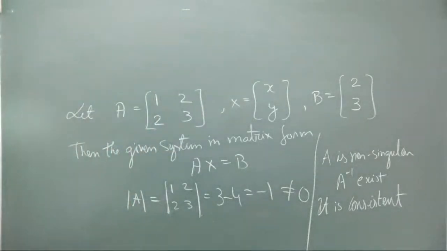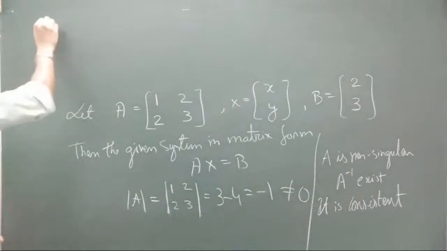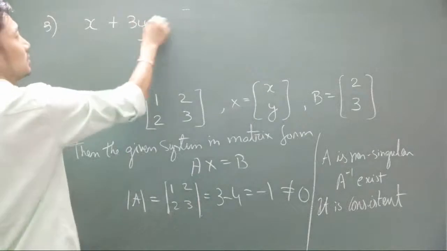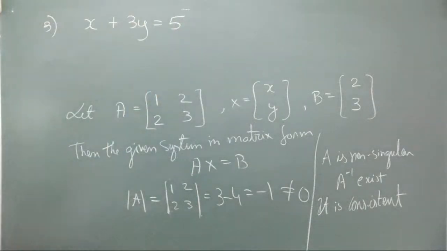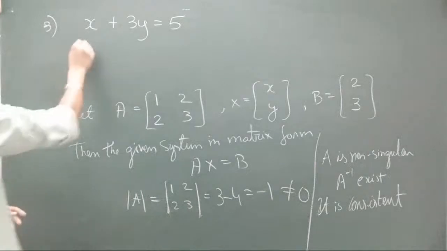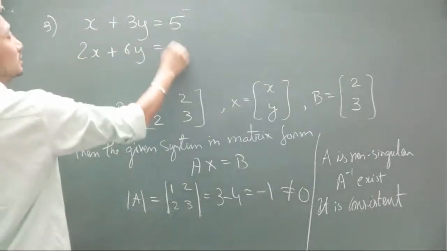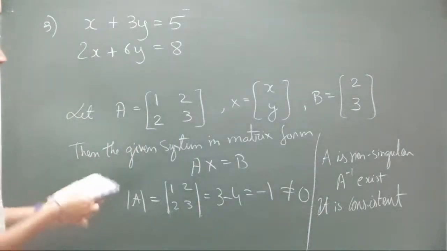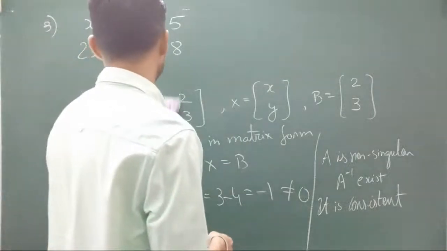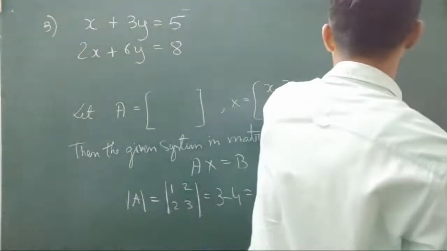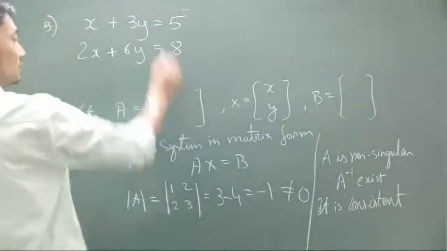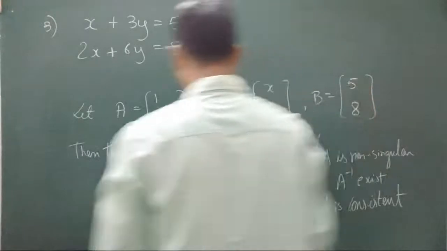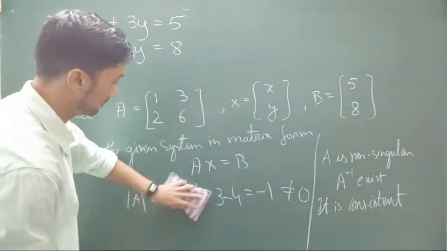Okay, we're going to skip some questions here, number 3, because we have to save time. The other simpler questions, I'm sure you will manage to do. Next, x plus 3y is equal to 5 and 2x plus 6y is equal to 8. So our matrix would be 1, 3, 2, 6, x, y, 5, 8. The rest of the things will be the same.